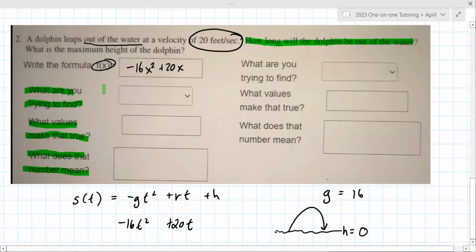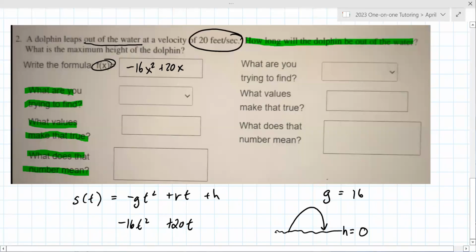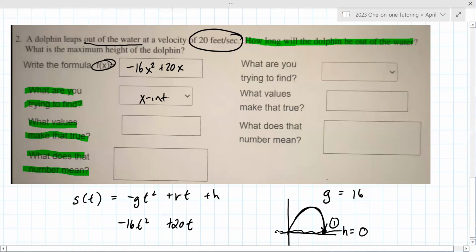Is that okay? Yeah. So in terms of the quadratic, what we're looking for is this point. I'll call it point 1 here on the right. We're looking for where it hits the x-axis. It starts out at the origin, but we know that it comes up and hits the x-axis. So is that one of the drop downs? Yes. That's the first box there. What values make that true?